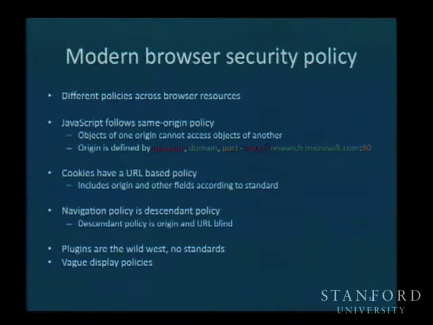Recently, we also have this idea of navigation in browsers, with frames navigating other frames and vice versa. The kind of policy that has all come together in about a year and a half or 2 years now is called the descendant policy. And I think a couple of authors from one of the papers that coined the term are here today. Yeah. So this is called the descendant policy, and it is different from the other two policies in that it's origin and URL blind. Regardless of where the content came from, the descendant policy says how to allow navigation.